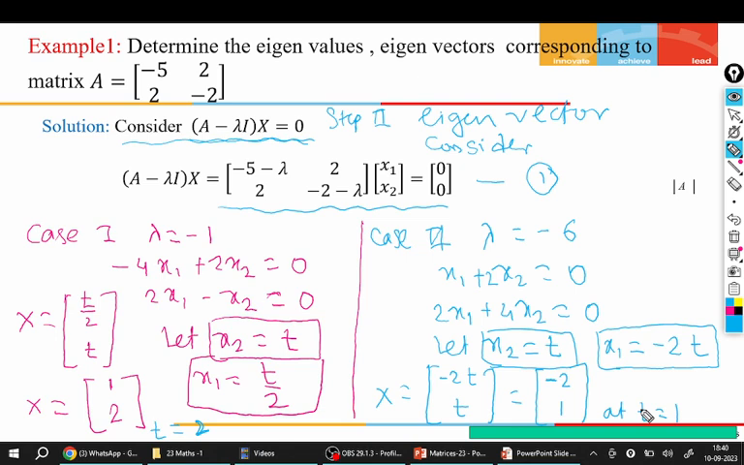So in step 1, we got the eigenvalues, which are minus 1 and minus 6. And in step 2, we got the eigenvectors: 1, 2 is the eigenvector for lambda equal to minus 1, and minus 2, 1 is the eigenvector for lambda equal to minus 6. Different students may have different answers. For example, if some other student replaces t with minus 1 for lambda equal to minus 6, that time they get 2, minus 1. So this is also a correct eigenvector, 2, minus 1 or minus 2, 1. Both are correct. So the choice is yours.